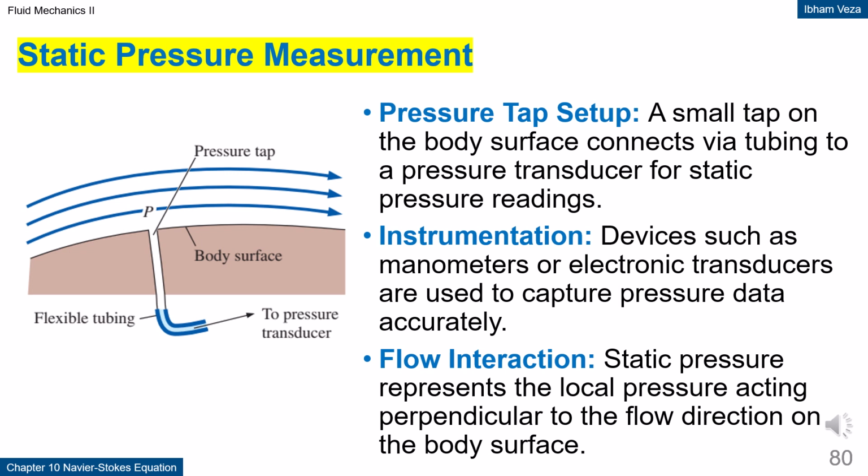Static pressure measurement. Static pressure on a body surface is measured using pressure taps connected to measuring devices. The measured pressure represents the local pressure acting normal to the surface. Instruments such as manometers or pressure transducers are used to obtain this data. This pressure distribution is very important for calculating aerodynamic forces. From this, the relationship between flow patterns and forces on the body can be understood.